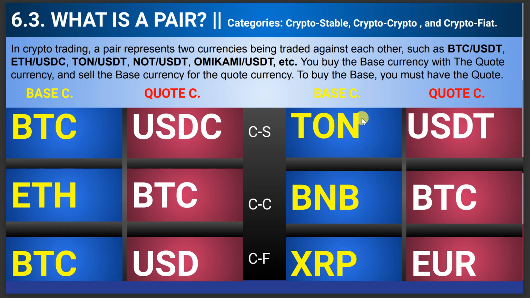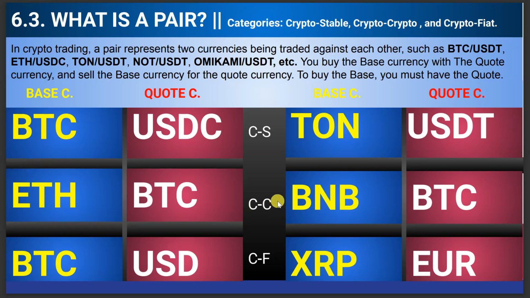So coming to this side, still on coins to stable coins pair. If you're buying TON versus USDT pair, it means you already have USDT, right? And then you're buying TON. If you're selling this pair, it means you already have TON and you're selling it for USDT. So that's pretty much what a pair means.